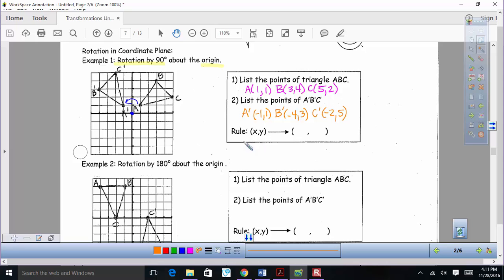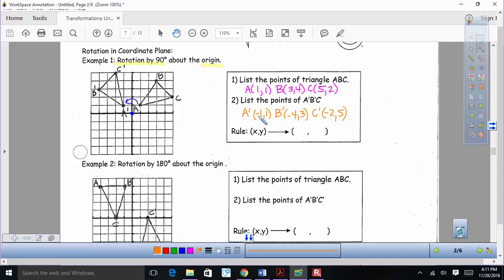Now, if I'm comparing the original to the new, I had 1 and 1. Now I have -1 and 1. So I'm not really sure what the difference is there, so I'm going to look at this one. I have 3 and 4. Now I have -4 and 3. So it looks like these swapped, but this one's negative. So let's look at C as well. So I have 5, 2. And then I have -2, 5. So this one also, these swap, and the first one becomes negative. And so it's harder to see here, but these could be swapped, and the first one is negative.